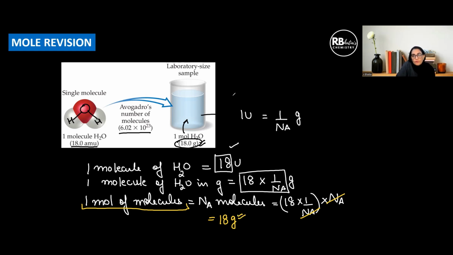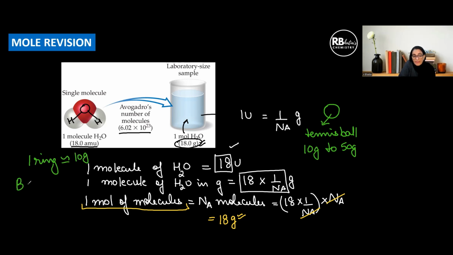Just for you to visualize, I'm giving you an example. Just imagine a tennis ball, or maybe a cricket ball. These are going to weigh somewhere about 10 gram to 50 gram, roughly. One ring that you're wearing weighs approximately 10 gram. The bangle or the kada that you wear, that is approximately 20 gram.